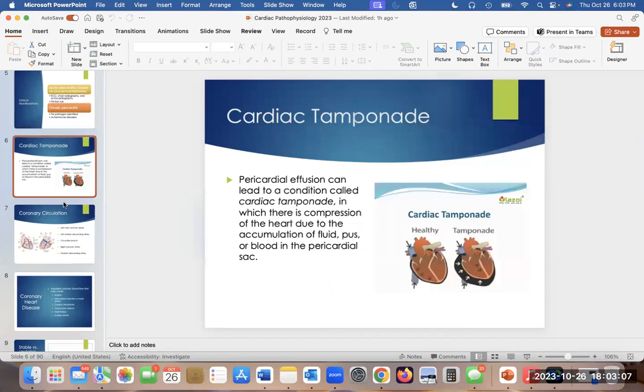Cardiac tamponade also has to do with the pericardium, and it's, like I said, a form of pericardial effusion, and there's compression of the heart now because of that continued accumulation of fluid.